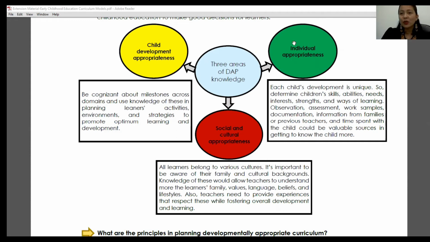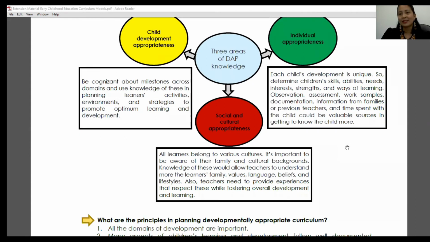Second is individual appropriateness. What does this mean? Each learner's development is unique. You know that. You cannot compare two learners because of the principle of individual differences.